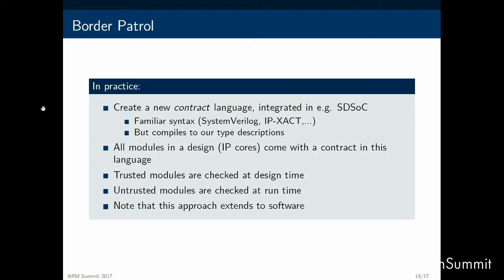So in practice, it means we need to create some kind of language that you can use as a system architect. For instance, if you would be using Xilinx SD-SoC or something, that has a familiar syntax that lets you express your specification, but that actually ends up being compiled into our type descriptions so that we can do all this fancy type checking. Then we can check all our own cores at design time, and we don't have to generate any actual border patrol modules for them. And all the stuff that we don't trust, we do synthesize extra stuff to runtime check it.